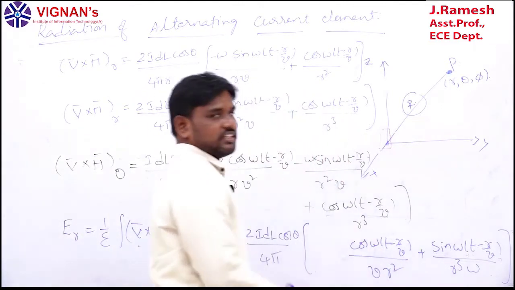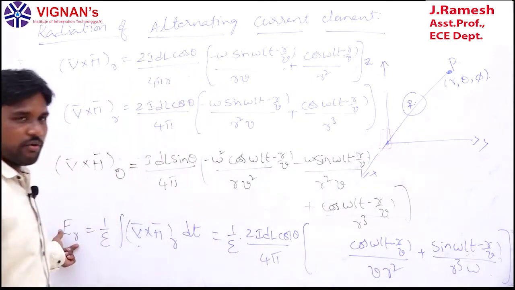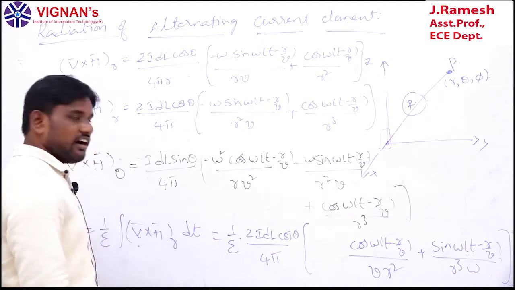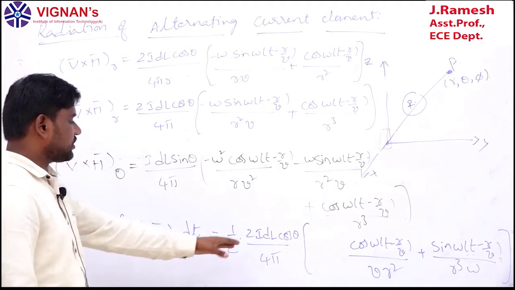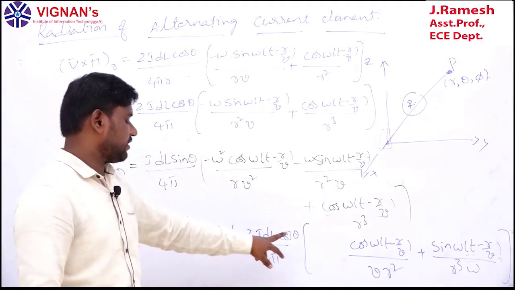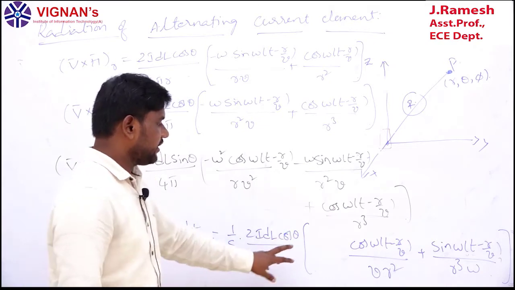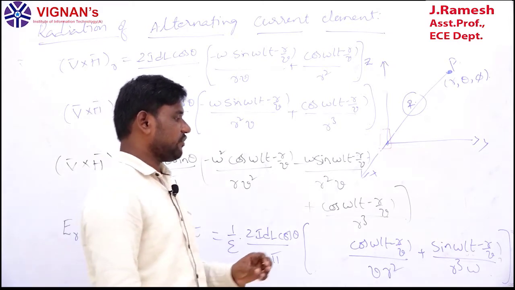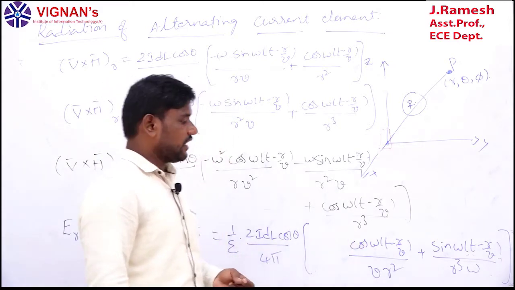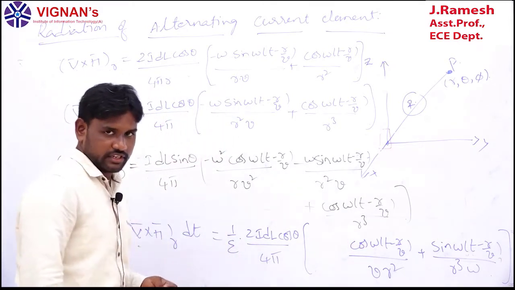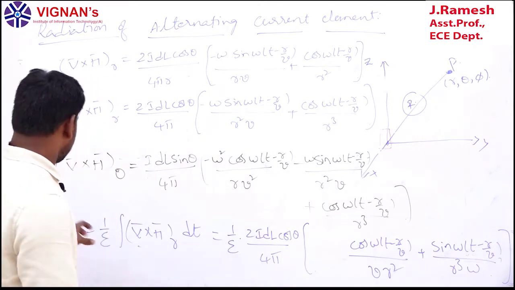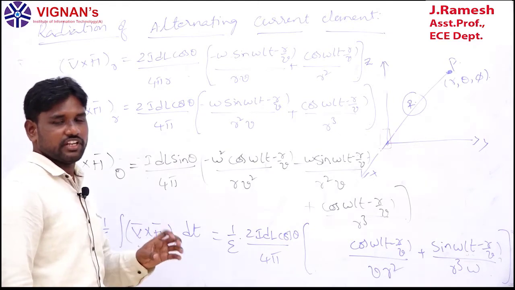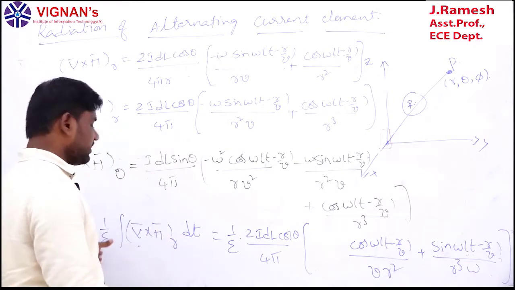That means this is the ER component. The electric field component in the R direction is given as 1 by epsilon into 2 ideal cos theta by 4 pi into cos omega into t minus r by v over r square, plus sin omega into t minus r by v over r cube into omega. So that is what we derived for the ER expression. We derived the H phi, and we derived the ER.